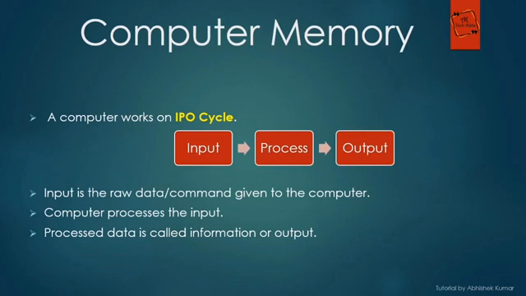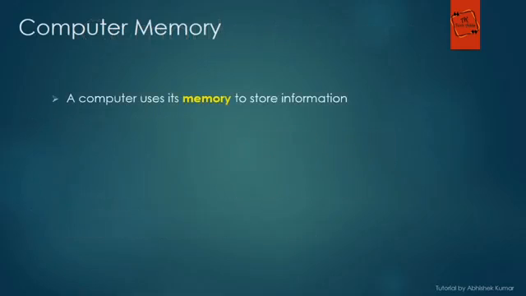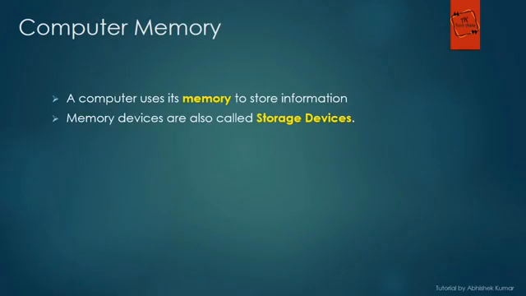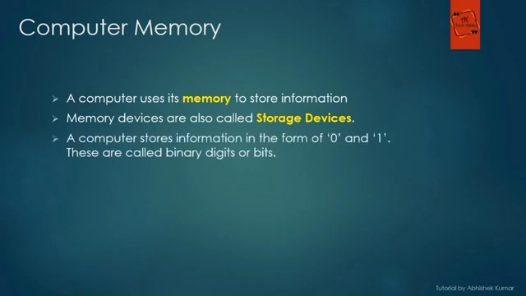Now, as we require input devices to give the input to the computer, a processing device, that is CPU, to process, and output devices to display or give the output. But do you know where does the computer hold these input or output data? Yes, it requires one more device, and that's called storage device. A computer uses its memory to store information, and those memory devices are known as storage device.